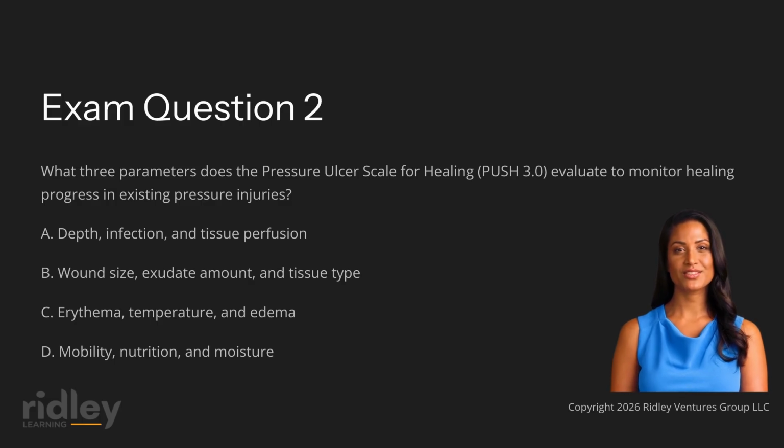These 3 subscores are summed to produce a composite score ranging from 0 to 17, where 0 indicates a healed wound. By tracking changes in this composite score over time, clinicians can objectively determine whether a pressure injury is improving, stagnating, or deteriorating. The other answer choices reference parameters from different assessment frameworks, such as the Braden scale or general clinical signs of infection, none of which are part of the PUSH 3.0 scoring system.